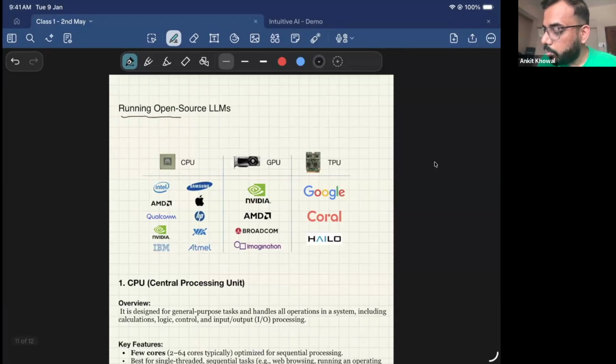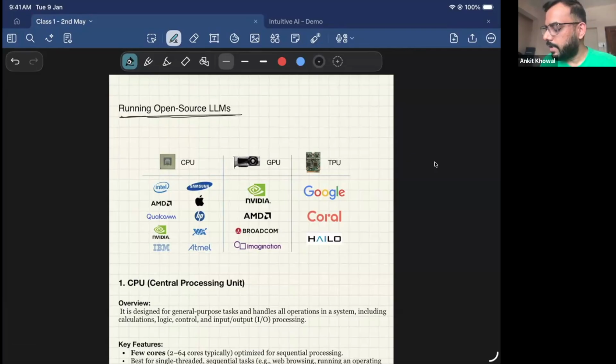Now, how do we run the open source models or LLMs in our local machine? I want to give you a hardware perspective also: why is it hard to run LLMs, and what kind of hardware is required to run large language models on your machine? I'll just take a few examples and then explain this concept.